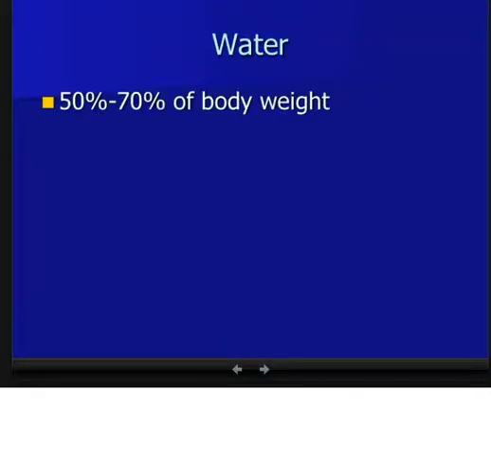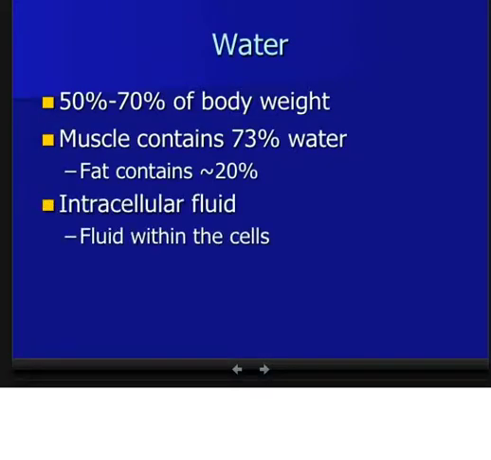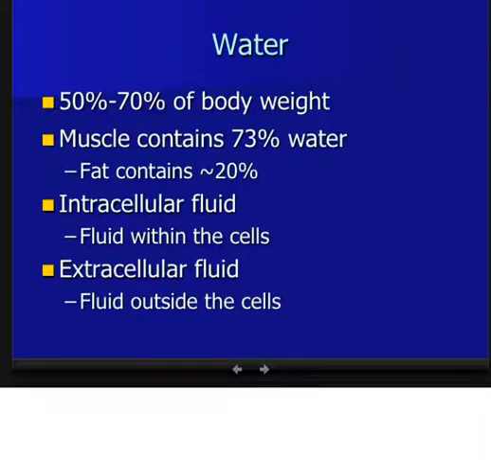Water makes up, I'd say, about 65% of our body weight. Muscle contains about 73% water, while fat contains approximately 20%. Where does this water lie? Well, there's intracellular fluid, which is the fluid within cells, and extracellular fluid, which is the fluid outside of cells.